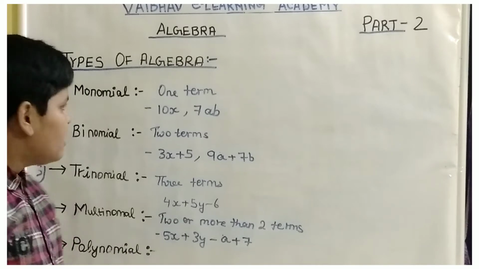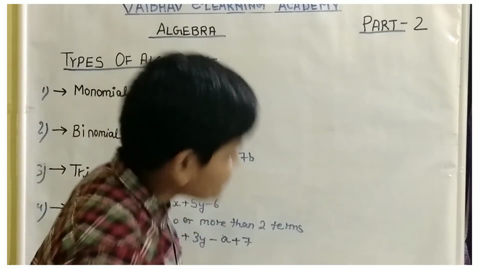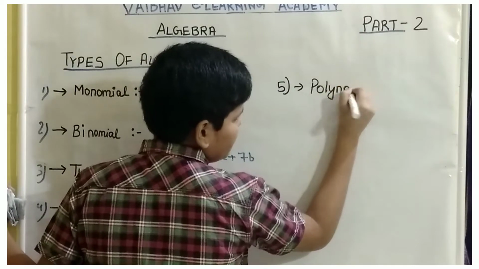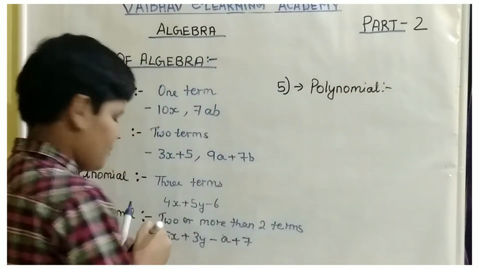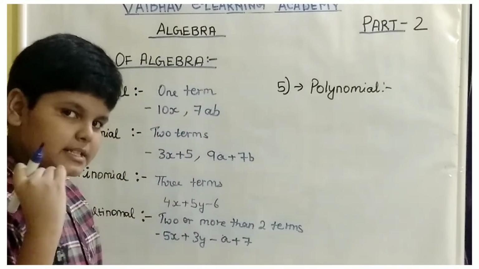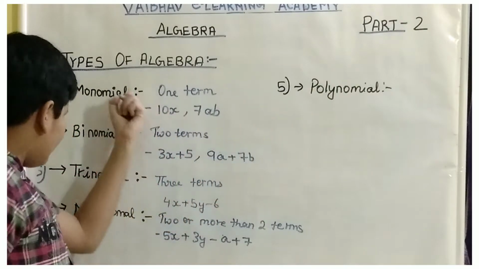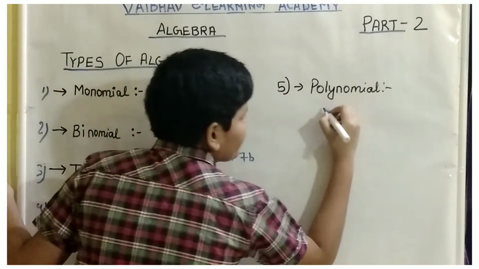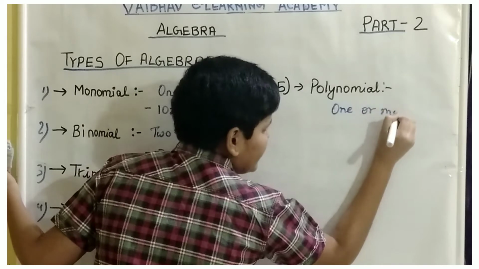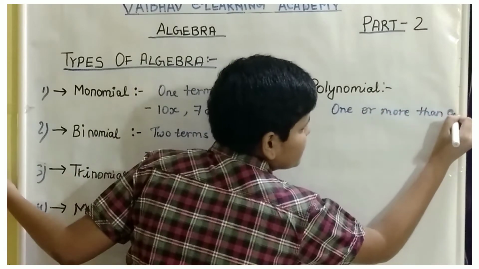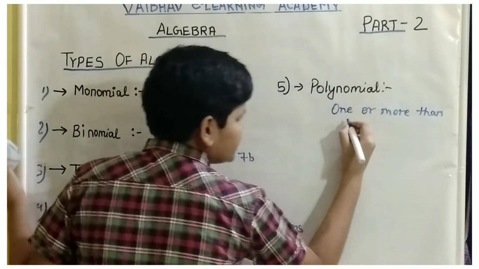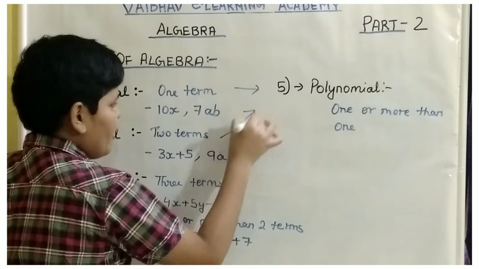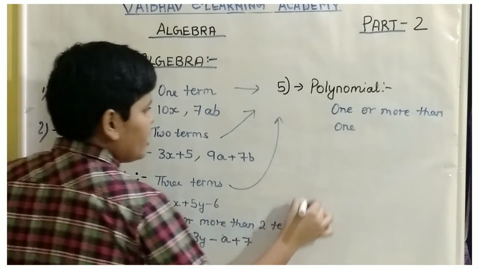What is the fifth one, that is polynomial? What is a polynomial? A polynomial means any algebraic expression having terms from one to however many terms there are. So polynomial means one or more than one term. So a monomial is a polynomial. A binomial is a polynomial. A trinomial is a polynomial. A multinomial is a polynomial.